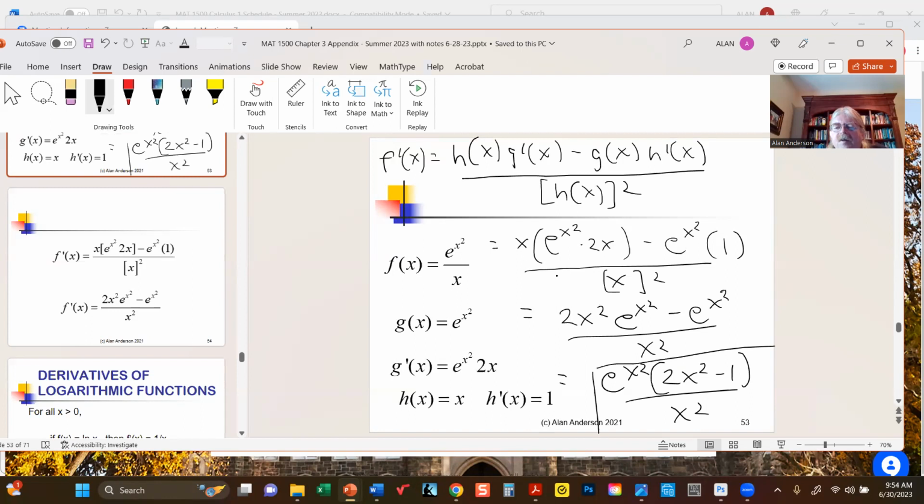Here is what we end up with. That's much better. For a second, I was trying to combine two things that I shouldn't have. So it's e to the x squared, we can factor that out: 2x squared minus 1 all over x squared.